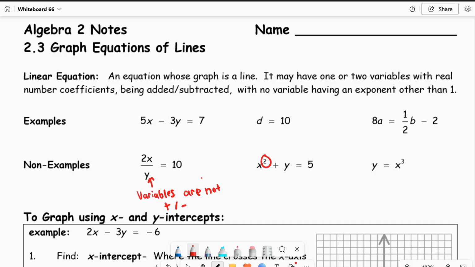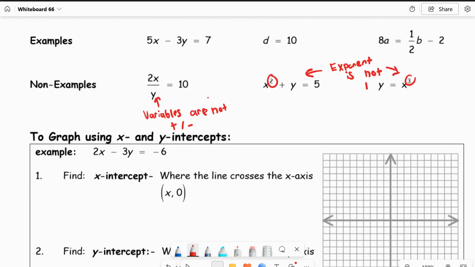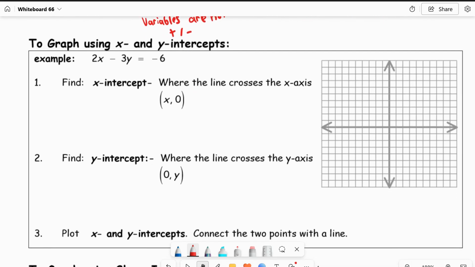In my second example, I have x squared plus y equals 5. The issue is my exponent, and that would be the same with my last equation as well. So the exponent is not 1 in both of those equations. So those are just a couple things to take a look at. So this is how we're going to apply this concept.